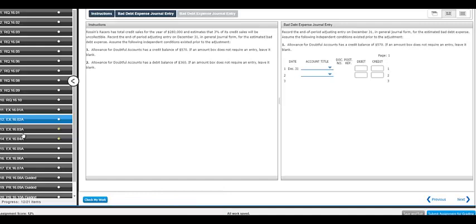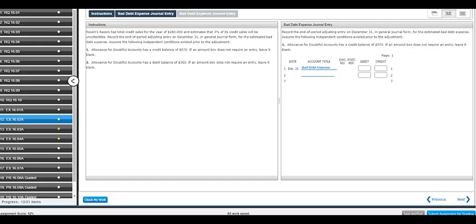We're going to start with assignment 12, exercise 16.2. We have Rosson's Racers. They have credit sales for the year of $280,000, and they estimate that 3% of its credit sales will be uncollectible. Record the end of period adjusting entry on December 31st. Since we're estimating our bad debt at year end, we know that we're working with the allowance method, and since we're basing our estimate on the amount of credit sales, we know we're dealing with the sales method.